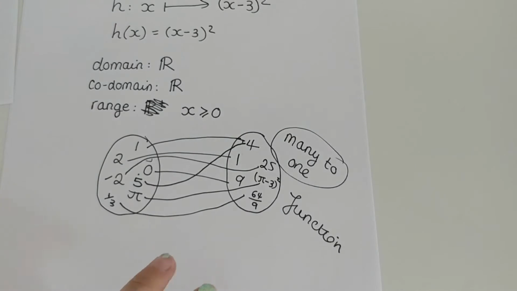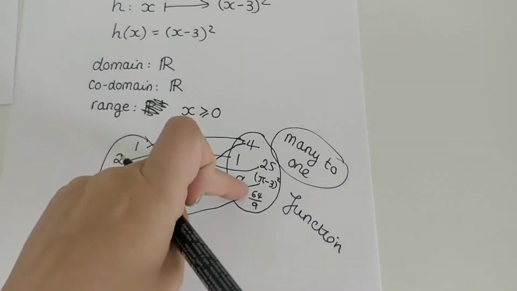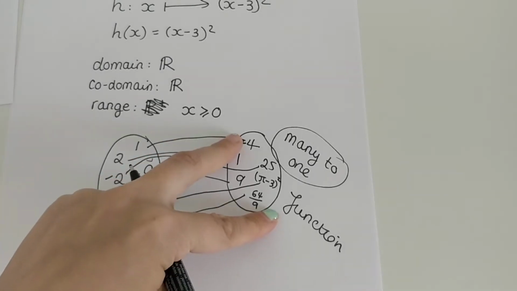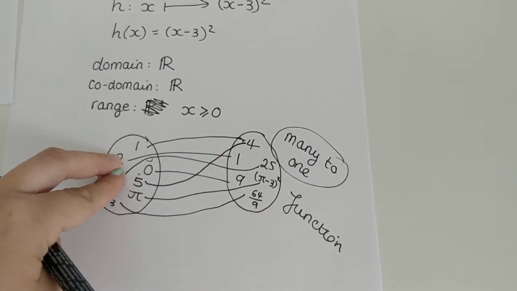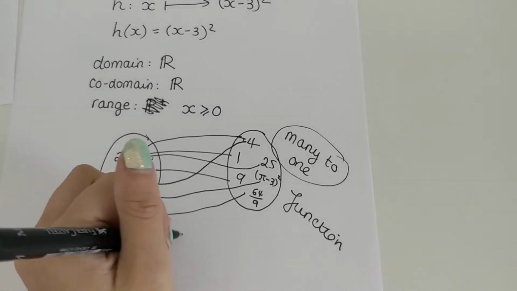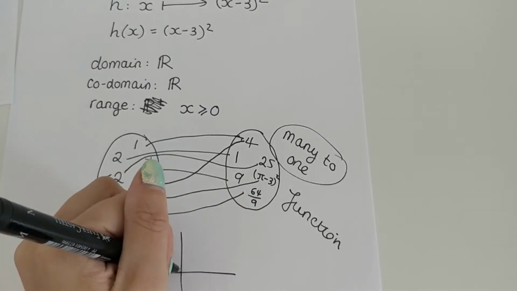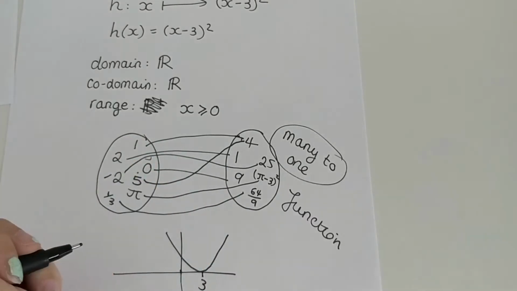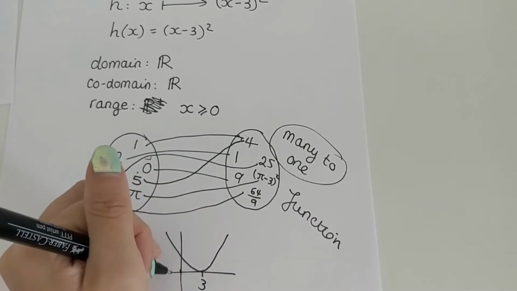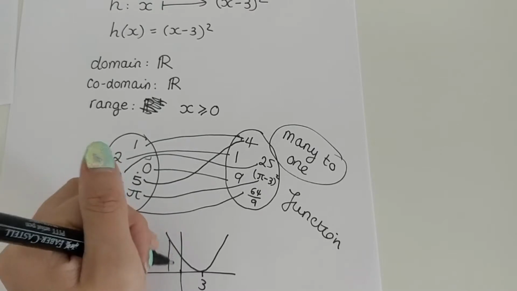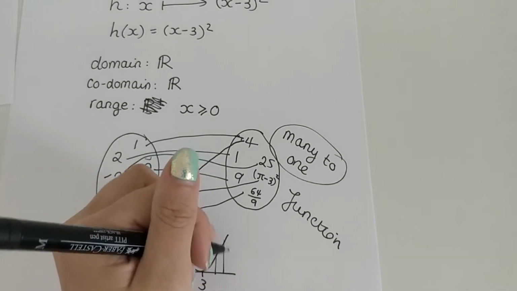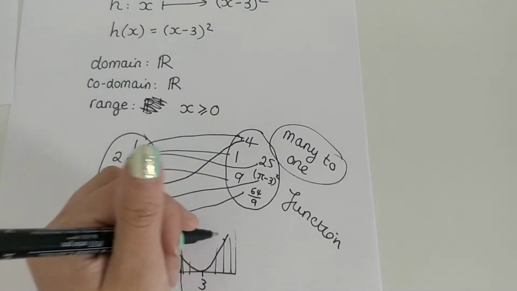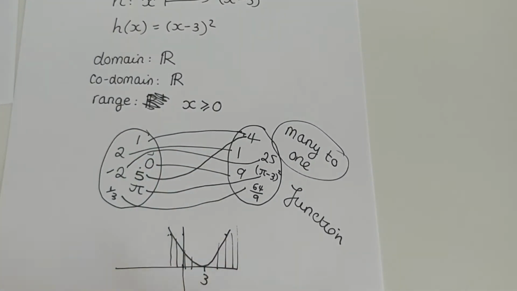You are allowed to have many inputs giving you 1 output, but what you're not allowed is many outputs coming from 1 input. In terms of a graph, this is fine because it's a graph like this where for each x value there's only 1 y value. But for each y value, there's actually 2 x values, but that's okay, it's allowed.